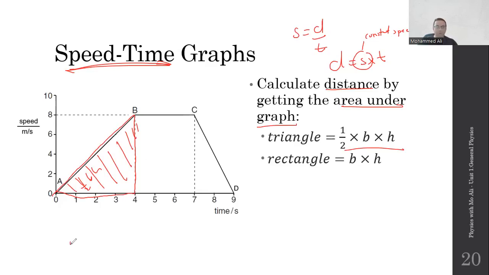So if I were to only ask you to calculate the area of AB, you would say half times base, which is 4, times height, which is 8. So half times 4 times 8. This would give you 16 meters, because the unit here is in meters. Very good.